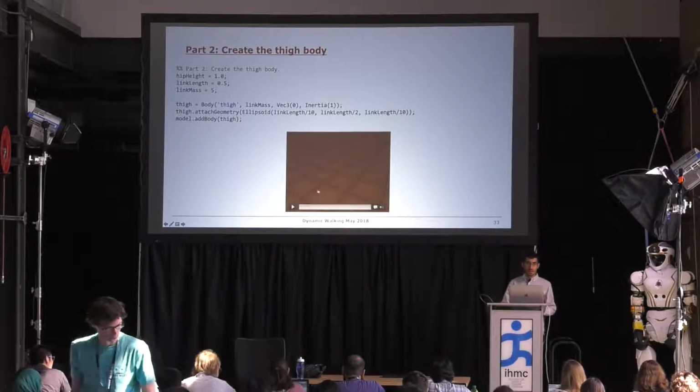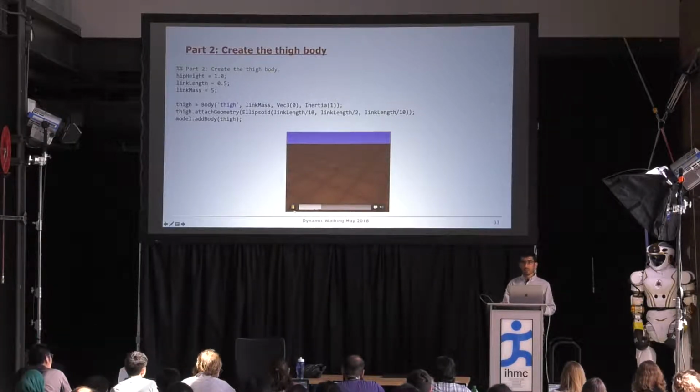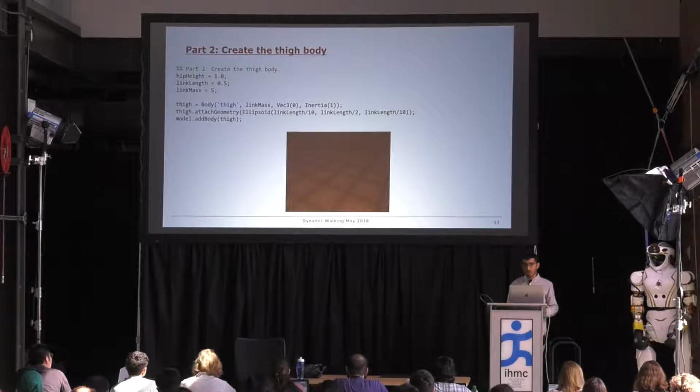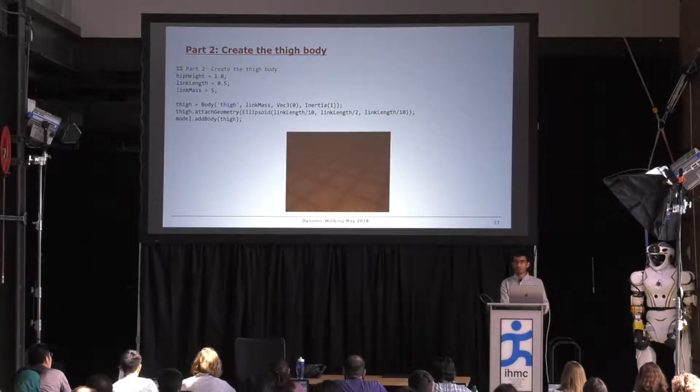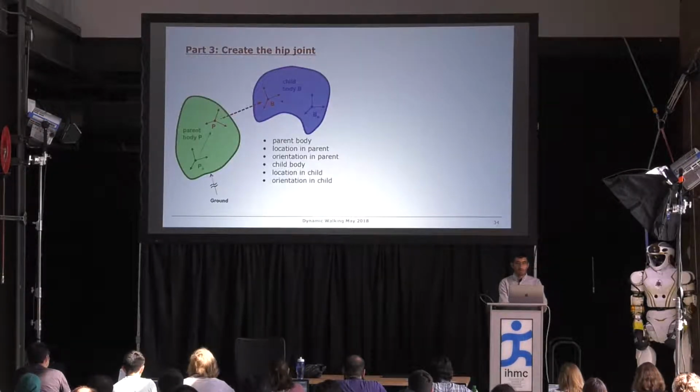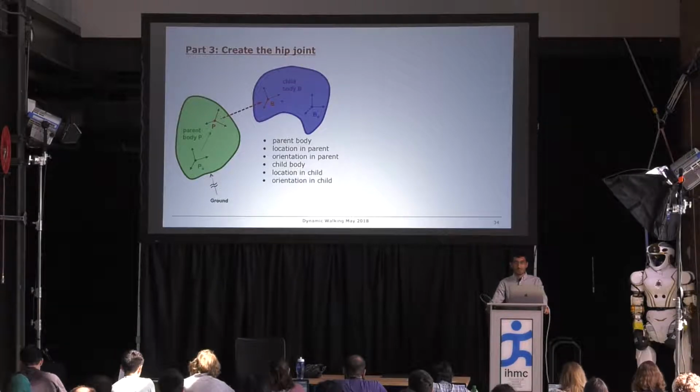So in part 2, if you simulate, you should have just the thigh body falling in free fall. But we don't want a free joint. We want a pin joint in this case to represent the hip. So that's what we'll add in part 3. So I'll explain a little bit how you specify joints in OpenSim.